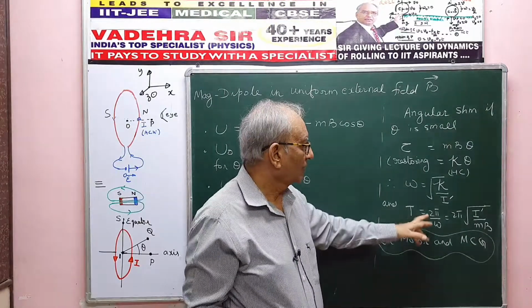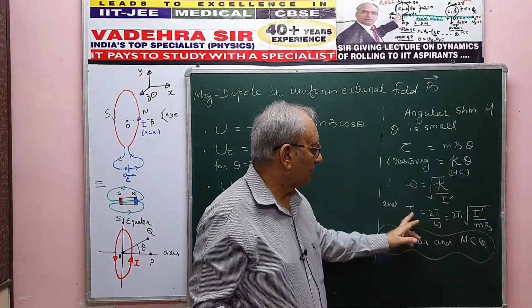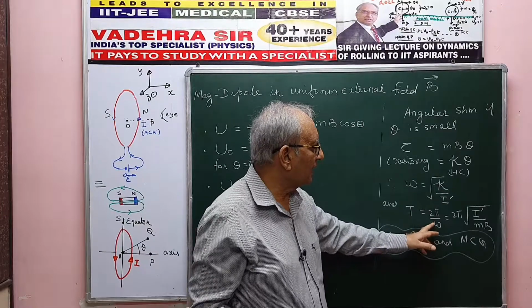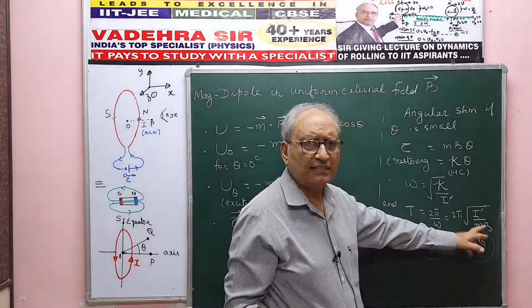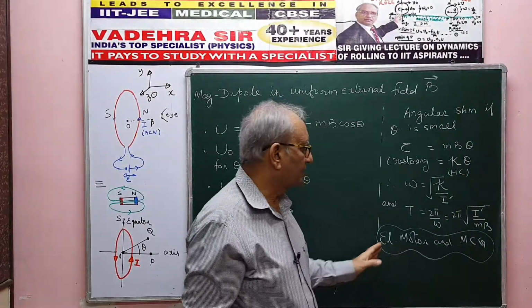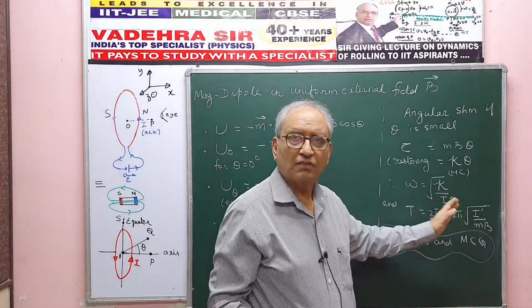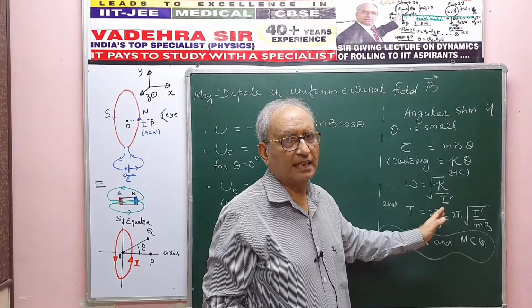Time period will be 2 pi by omega. So it is 2 pi square root of I' upon K', and K' is MB. So I get the expression for angular frequency and time period.